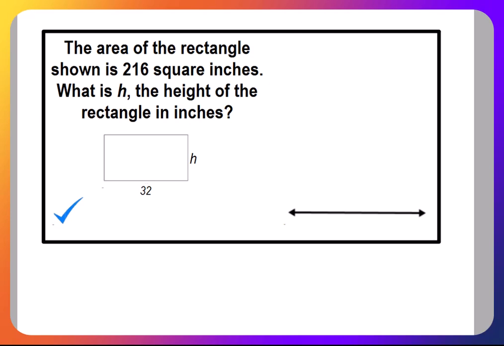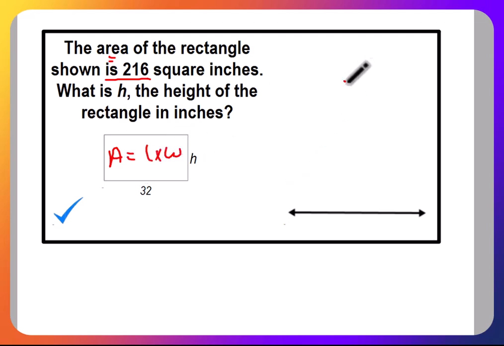Okay, so now we have a couple of word problems that we're going to work with. The area of the rectangle shown is 216 square inches. Is means equals. What is the height of the rectangle in inches? So we know the area, we're looking for the height h, we know the length is 32. And remember, area means length times width, doesn't it?